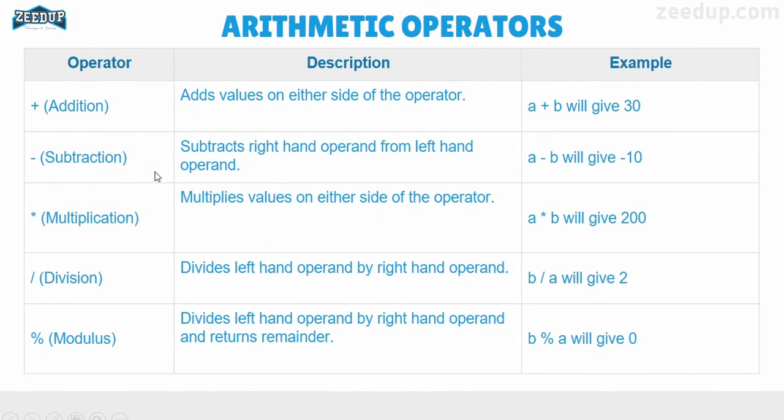Similarly, there is another arithmetic operator known as subtraction, which will subtract the right hand operand from the left hand operand, and A minus B will give the answer as minus 10. Multiplication multiplies the values. The division operator divides the left hand operand by the right hand operand, and the modulus gives the remainder of whatever division was performed. Like if we are using the division operator, then we would be getting the quotient, but if we want the remainder, then we need to go with the modulus operator. So these are the 5 arithmetic operators in SQL.